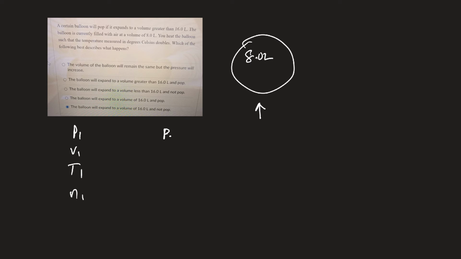Now, another question about the popping balloon. So I have a balloon here, and it's got 8 liters. And I heat the balloon up so that the temperature measured in Celsius doubles. Well, let's put some numbers in. P1V1, T1N1, P2V2, T2N2. So I'm starting the volume at 8 liters, and I want to know what the final volume is. Hopefully it's not more than 16.